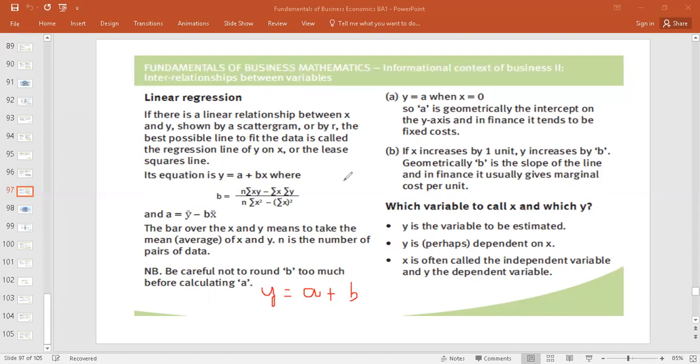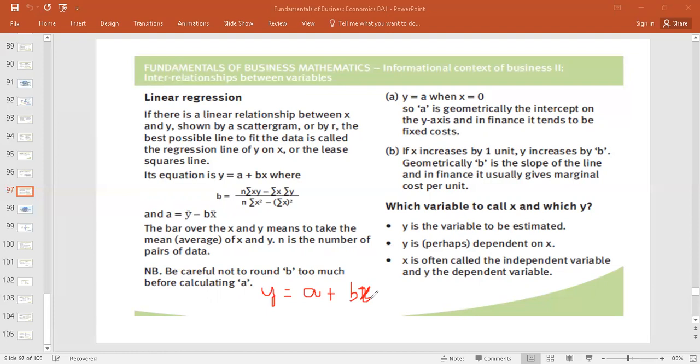constants that are calculated. If there is a linear relationship between x and y, shown by a scatter diagram or by R, the best possible line to fit the data is called the regression line of y on x. So y is dependent on x. Y is a dependent variable, x is an independent variable. Its equation is y is equal to a plus bx.